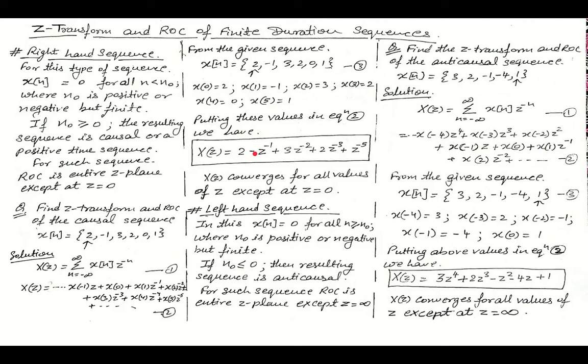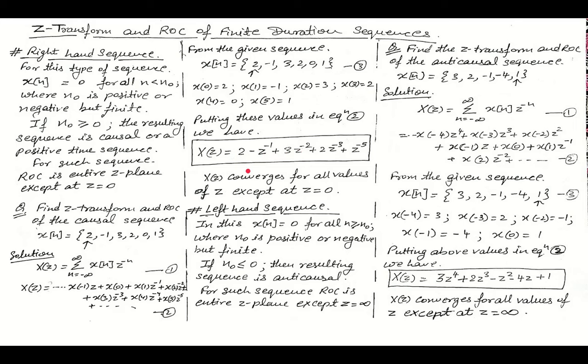Since it should converge, for converging we should know the ROC, or the region where it can converge. It can converge at all the values except at z equal to 0. Why it cannot converge at z equal to 0 is because if I put z equal to 0 in this equation, it will ultimately result in X(z) equal to infinity.